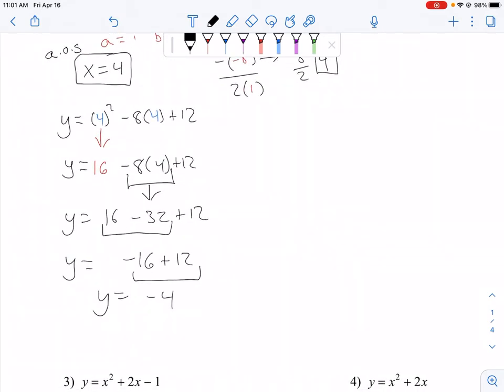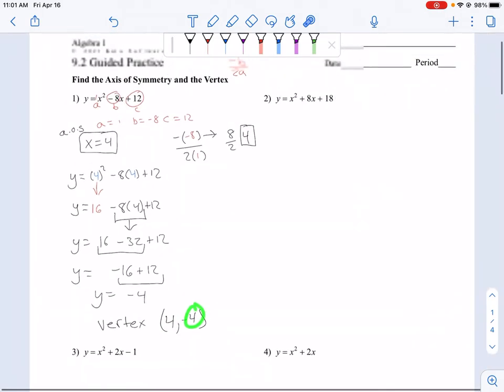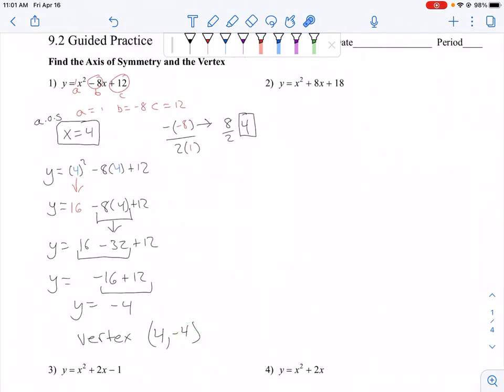This is for our vertex. When x was 4, because that's what we used, that's what we replaced in, y was negative 4. So when we plugged in a 4 for x and solved the whole thing out, we got our answer of negative 4. So when x is 4, y is negative 4. And those are the two pieces we're going to be finding today.